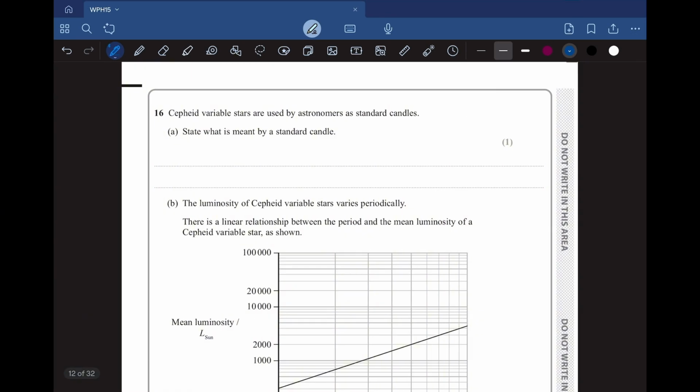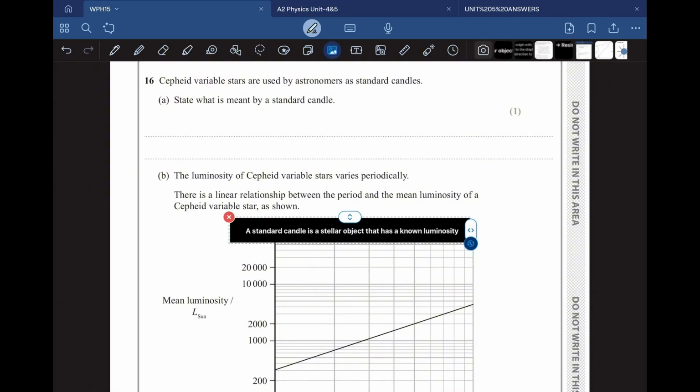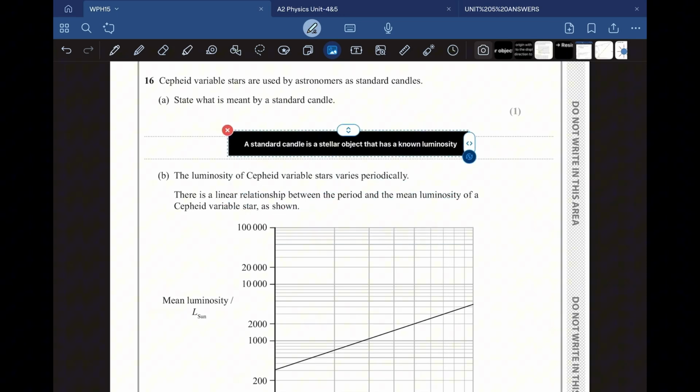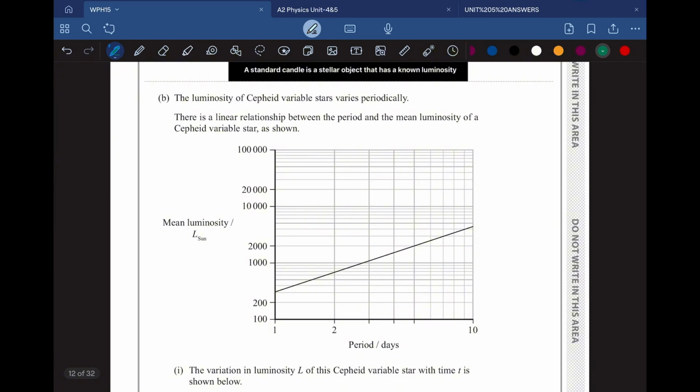Now let's move on to the next question. Cepheid variable stars are used by astronomers as standard candles. What is meant by a standard candle? We know a standard candle is a stellar object that has a known luminosity. Now the next part of the question says the luminosity of Cepheid variable stars varies periodically. Okay, the luminosity actually varies.